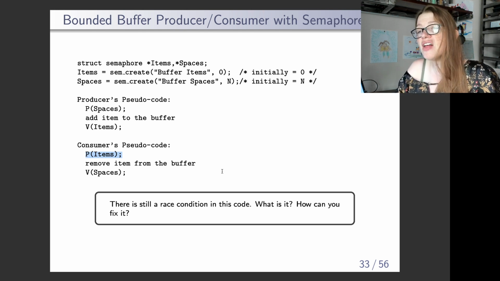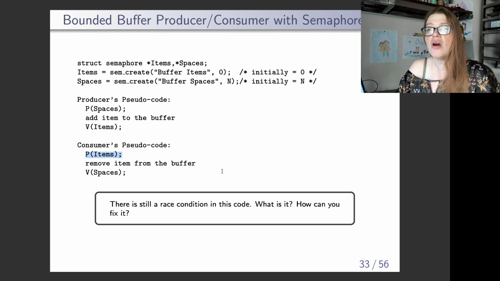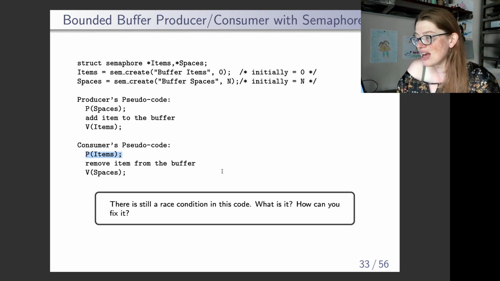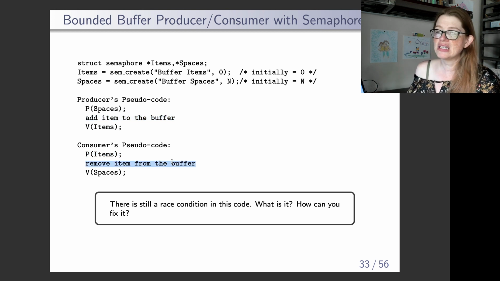But this code still contains a race condition. Even though producers won't produce unless there is space in the buffer, and consumers won't consume unless there is an item in the buffer, you could have a producer and a consumer trying to add and remove from the shared buffer at the same time. So in order to fix this, we're going to need to add a lock or binary semaphore around the access to the buffer itself.